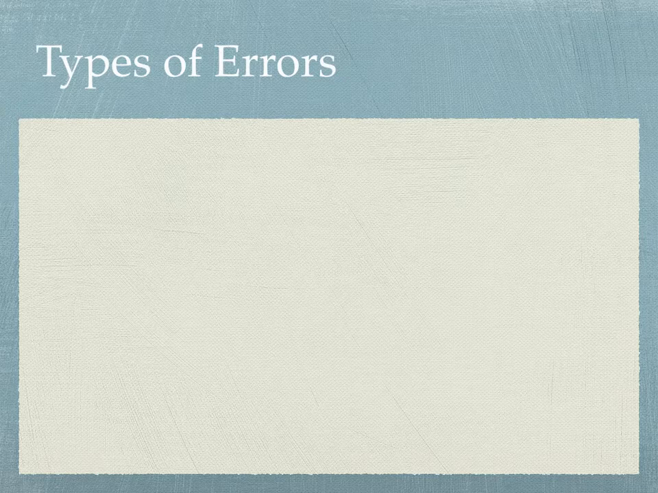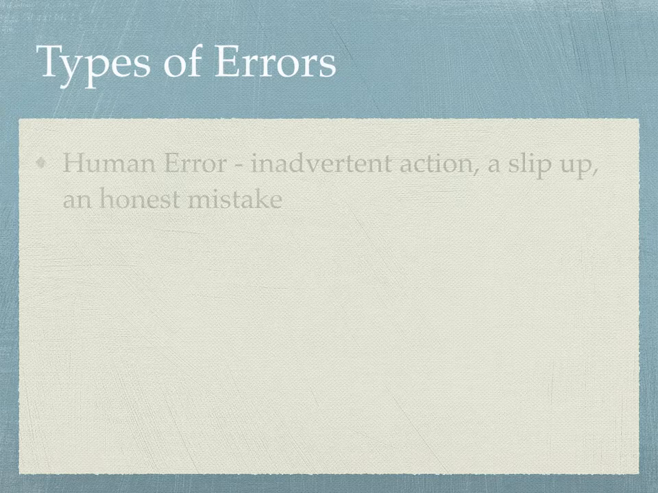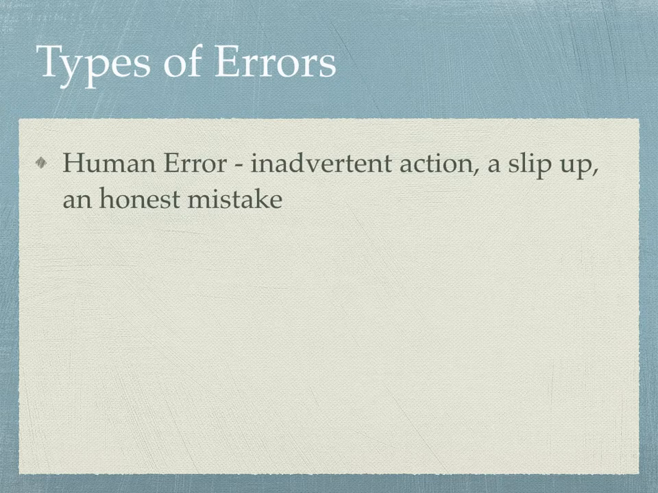To better understand this, let's go over 3 types of errors. First, there is human error. Inadvertent action, a slip-up, an honest mistake. Providers that commit human error should be open to report and not be penalized. After all, human error is inevitable, and focus should be directed to the external environmental factors that contributed to this error.